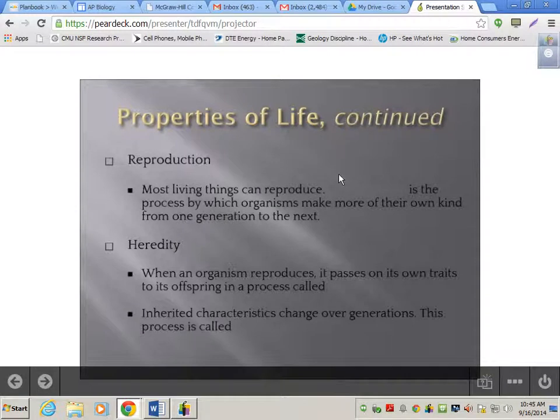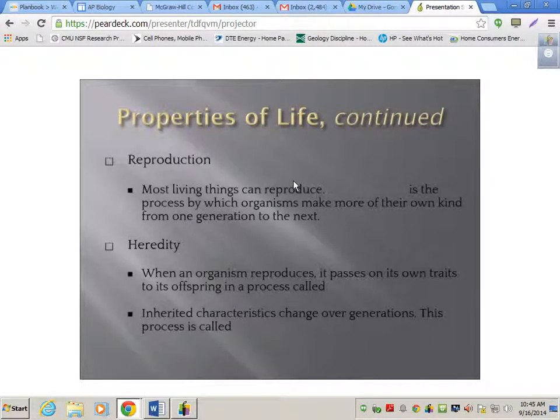Reproduction, sorry. I know I got to choose a different font. Most living things can reproduce, and reproduction is the process by which organisms make more of their own kind from one generation to the next. I'm sorry, guys, I made a mistake there. I'll get there, don't worry. I will read it like I just said.